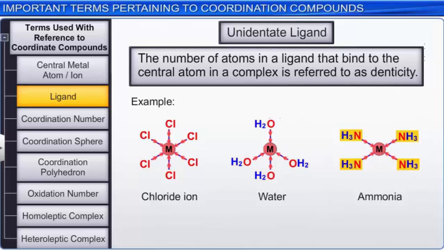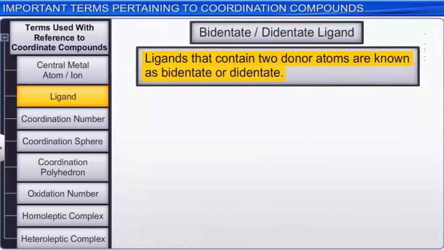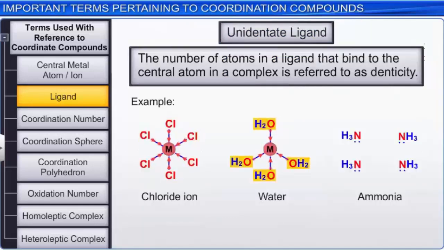All these 6 Cl minus ions donate 6 pairs of electrons to the central metal ion. Likewise, in this next example, the 4 water molecules each donate a pair of electrons to the central metal ion. So, you must note, only one bond exists between the ligands and the metal ion. With the next one, ammonia, also a single bond exists.